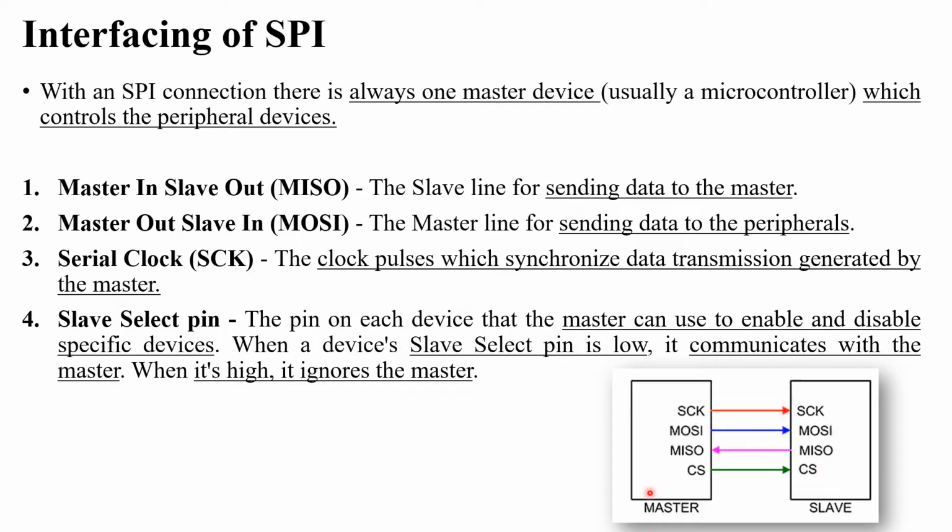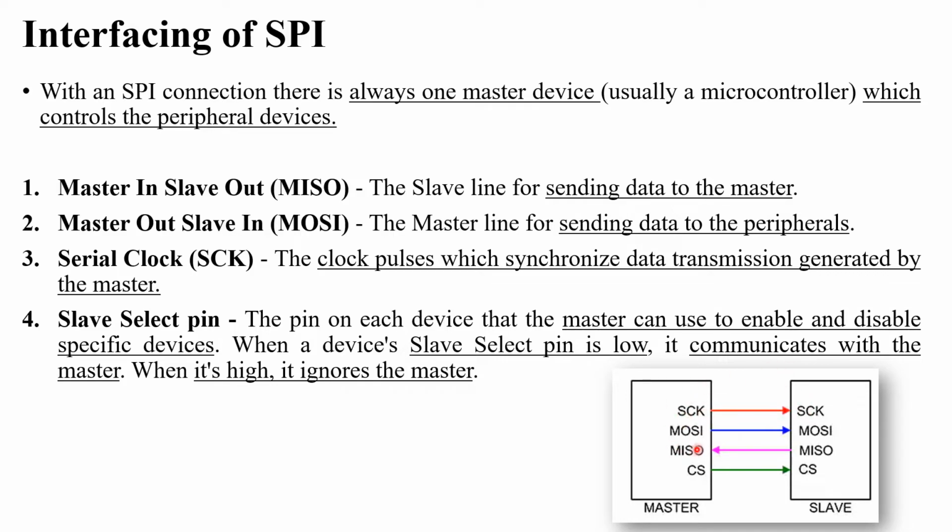See here in this diagram, this is the interfacing of SPI protocol. This is your master, this is your slave. There are a total of 4 pins. The first one is SCK, that is serial clock. For performing this communication, for sending or receiving data, they use particular clock signals. And these clock signals are always generated by the master for the slave.